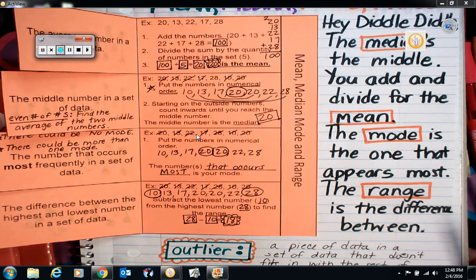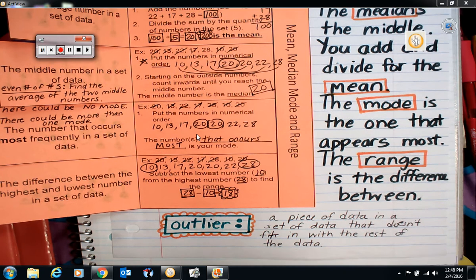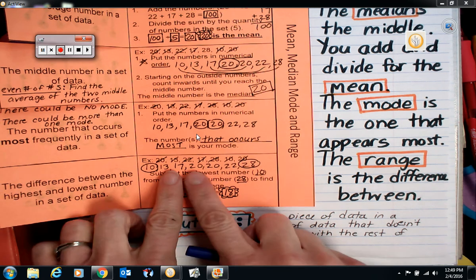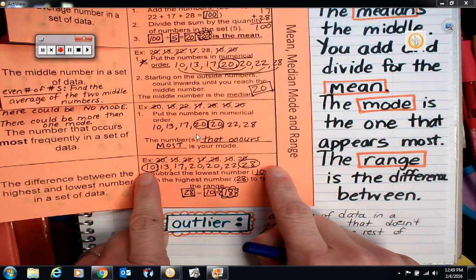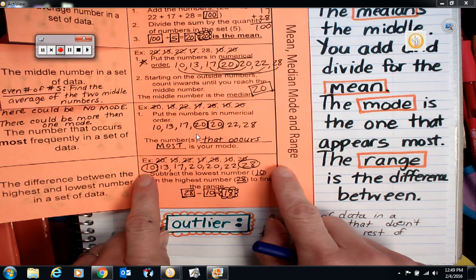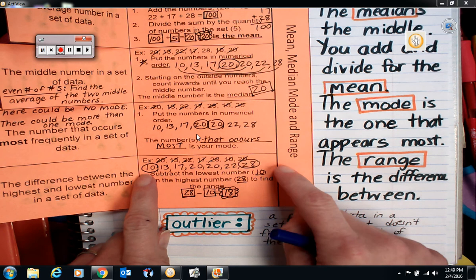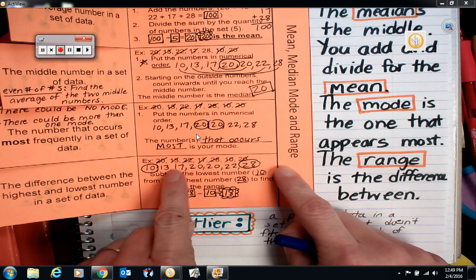The last little definition we need to talk about is outlier. An outlier is a piece of data that doesn't really fit in with the rest of the data. It's a piece of data that's very different from the rest of the set. For example, if I had this set of numbers and then I had another number like 100 or 57 or 224 way out here, then that number would be an outlier because it's not similar to any of the other numbers in the set.